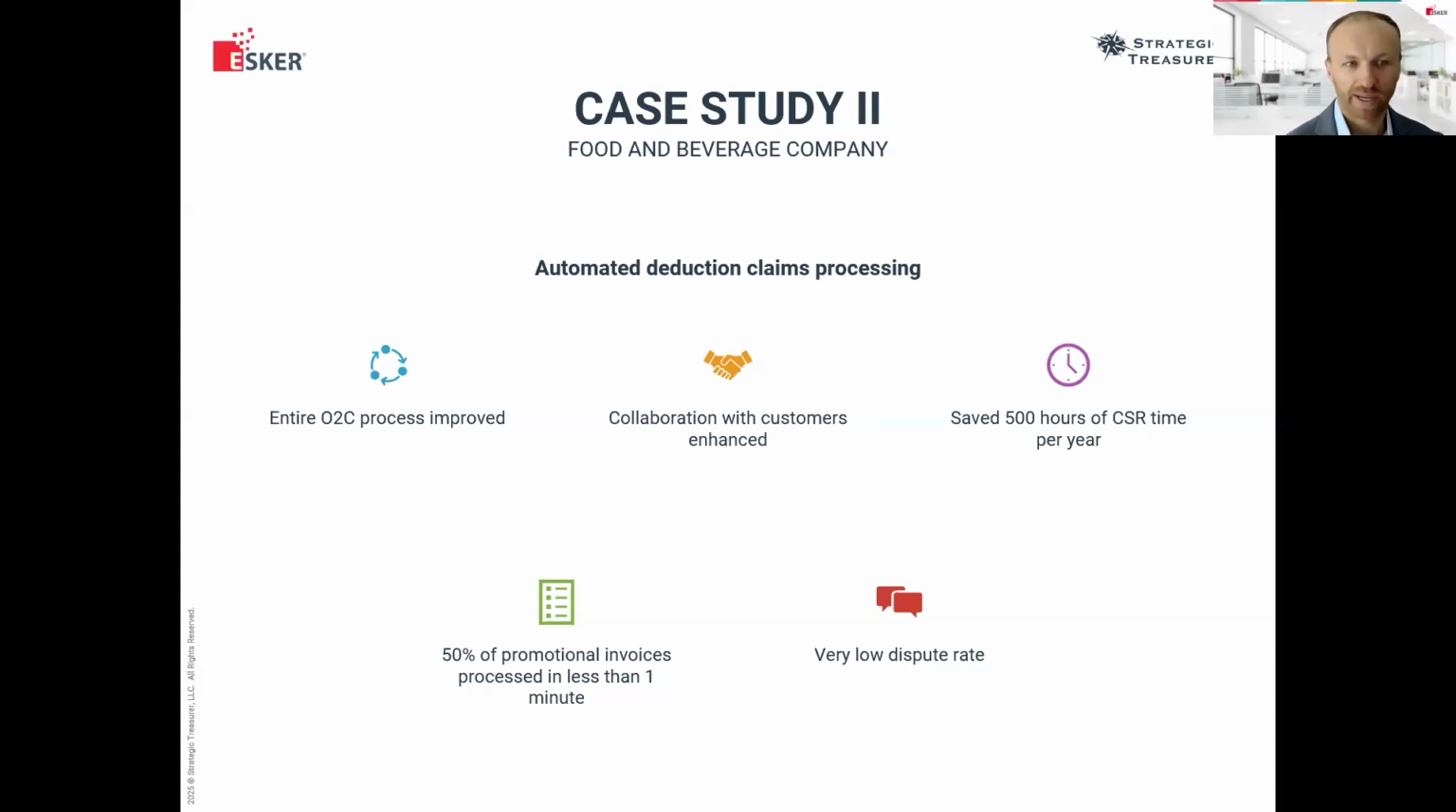Number one, the entire order to cash process improved. We talked about how it relates to credit and collections, and that's a really important component of this. As I said before, collaboration with customers was enhanced. They're able to understand why the customers are taking deductions in certain areas. Maybe they aren't delivering on time, maybe it's not the proper product, or incorrect amounts. There are a lot of ways that they've leveraged the data in a claims deductions platform to help with that customer communication. And this is a customer service function in this particular instance.